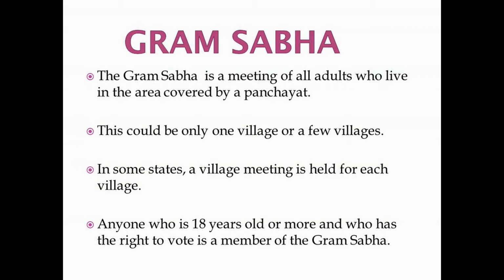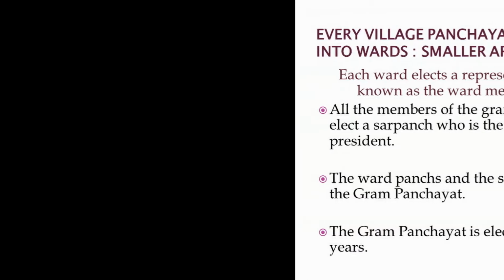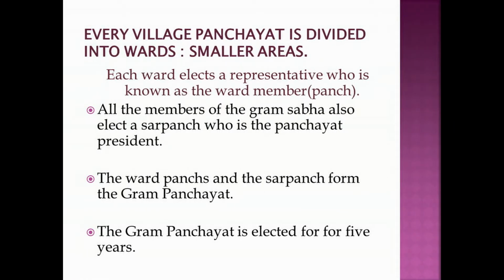Anyone who is 18 years old or more and who has the right to vote is a member of Gram Sabha. Every village panchayat is divided into wards, that is smaller areas. Each ward elects a representative who is known as the ward member or panch. All the members of Gram Sabha also elect a sarpanch who is the panchayat president.